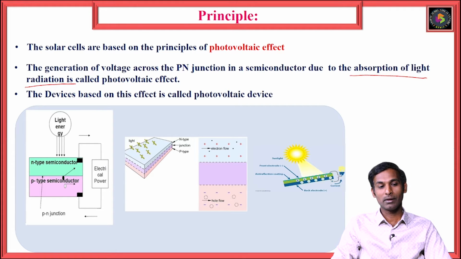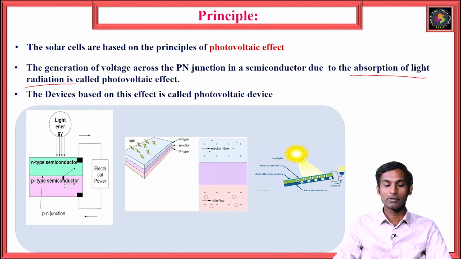One more time I am repeating the definition. The generation of voltage across the PN junction in a semiconductor due to the absorption of light radiation is called the photovoltaic effect. So the devices based on this effect are said to be photovoltaic devices.